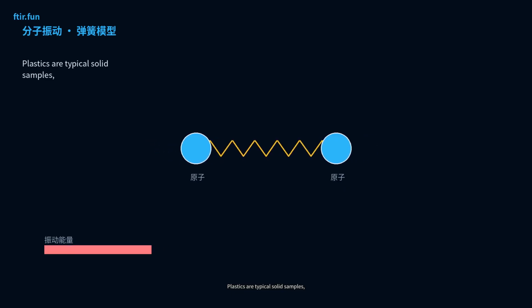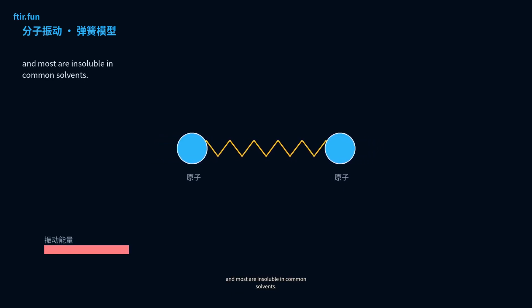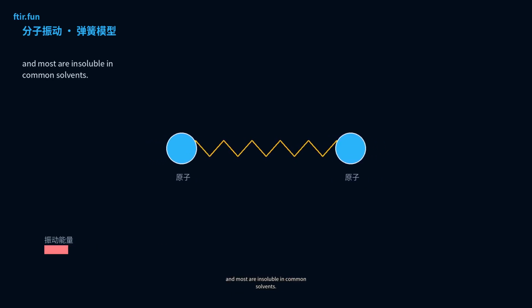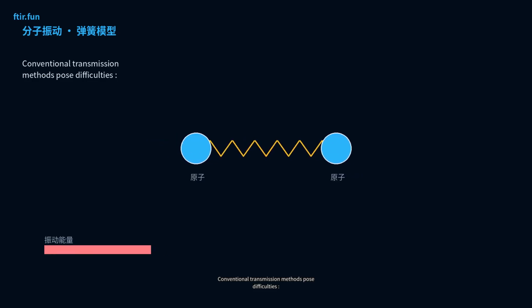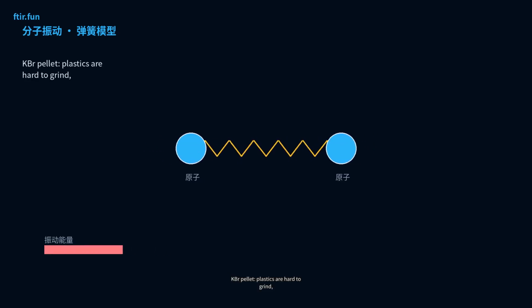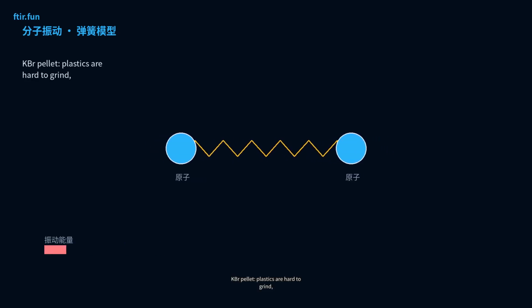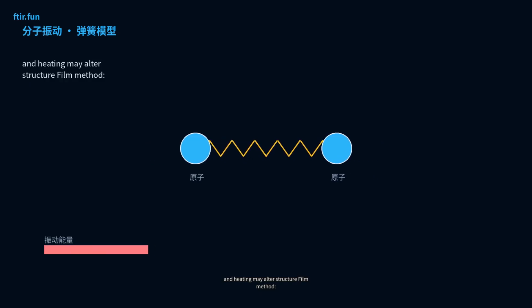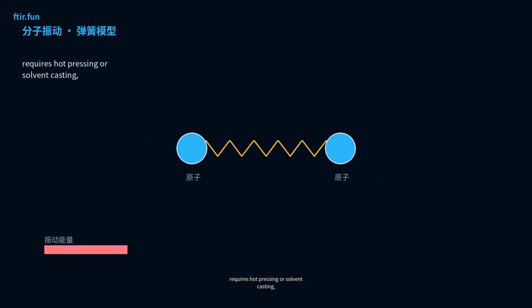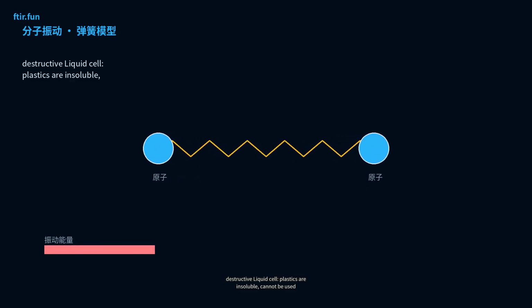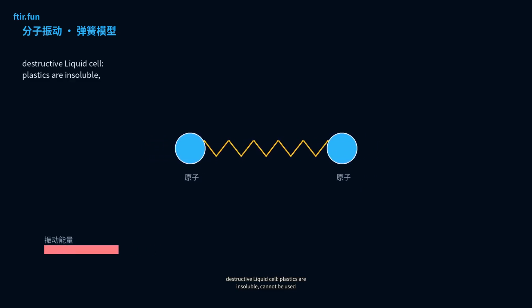Plastics are typical solid samples, and most are insoluble in common solvents. Conventional transmission methods pose difficulties. KBr pellet: plastics are hard to grind, and heating may alter structure. Film method requires hot pressing or solvent casting, which is destructive. Liquid cell: plastics are insoluble and cannot be used.